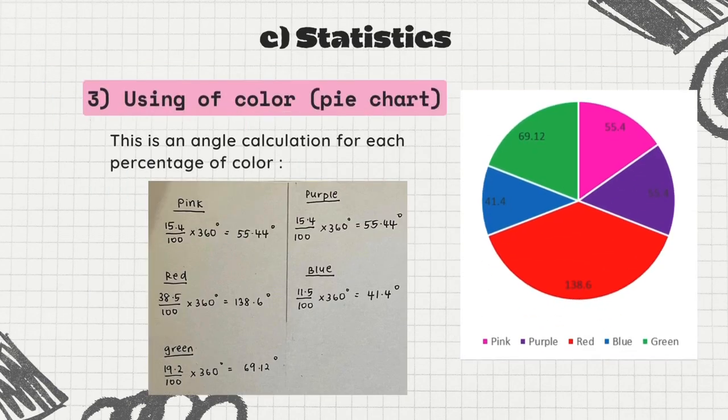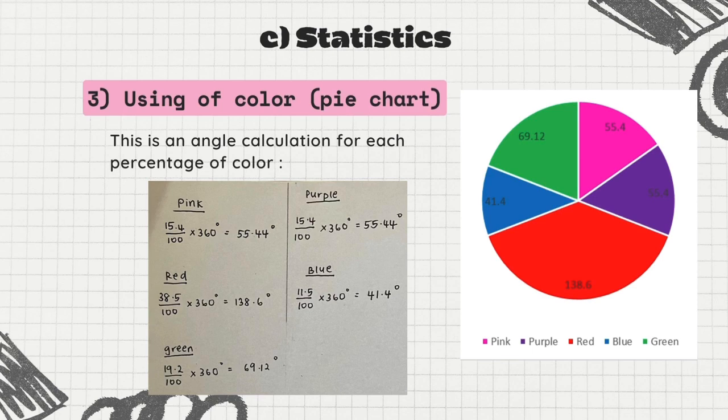The last statistic is in the form of a pie chart. This pie chart shows the usage of colors found in the pop-up card. Before we convert the percentage data into a pie chart format, we need to calculate the angles using mathematical elements, which is numbers and operations. This picture shows the calculation path for each angle for color usage. After that, only then can we produce the correct pie chart according to the data collected.